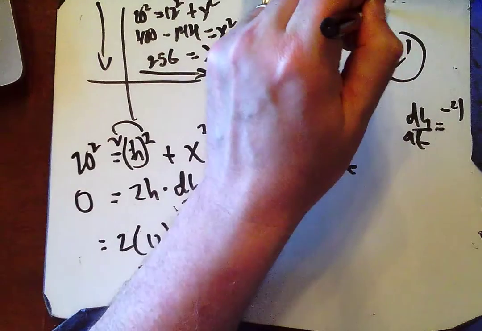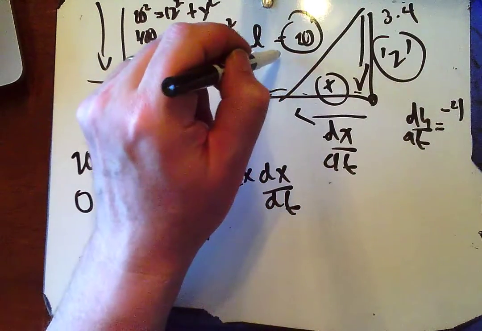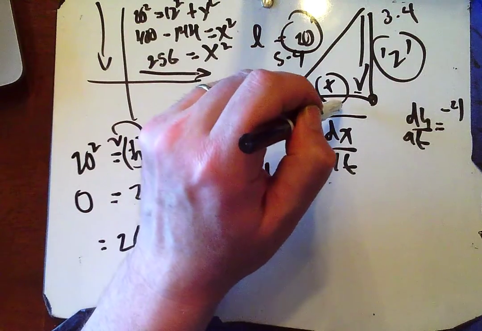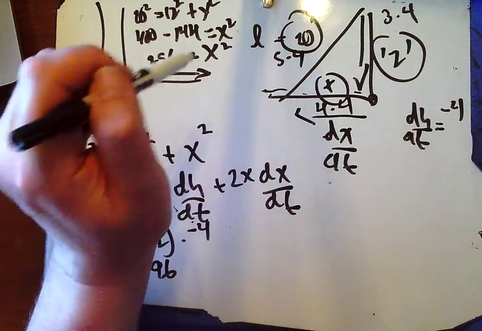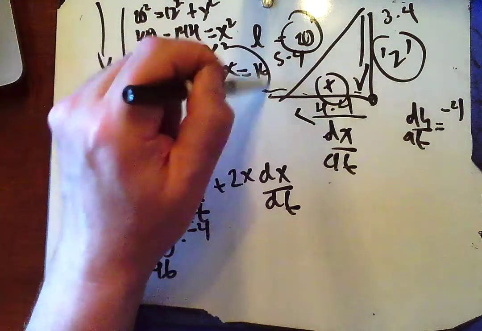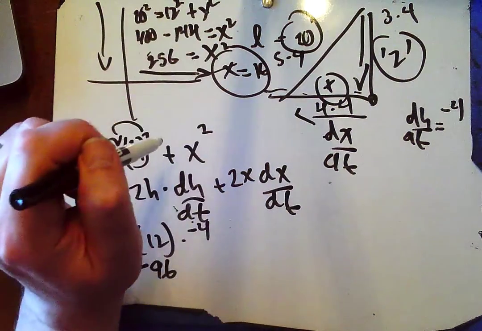Look at this. This is 3 times 4. This is 5 times 4. So I'm guessing that's 4 times 4, or 16. And that's in fact what I'm going to get for x when I take the square root of both sides. 3, 4, 5 right triangle.